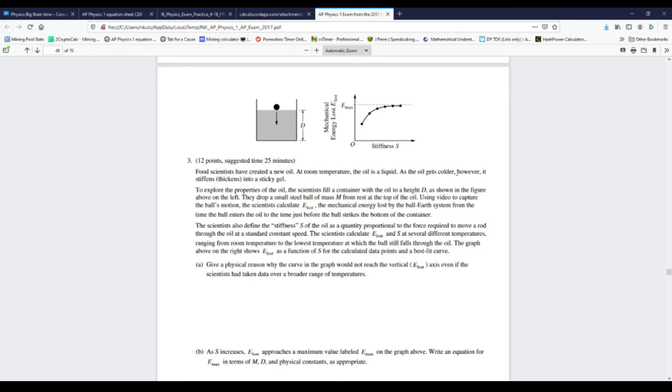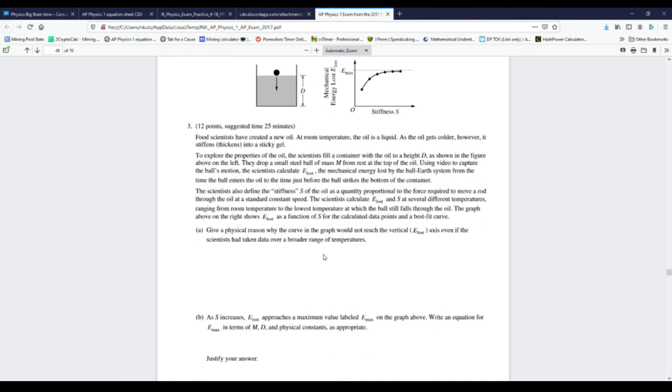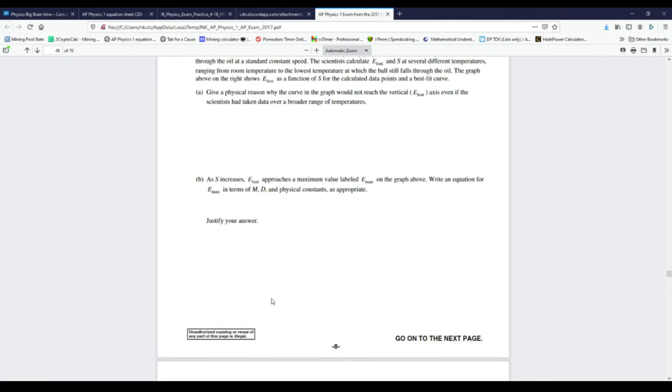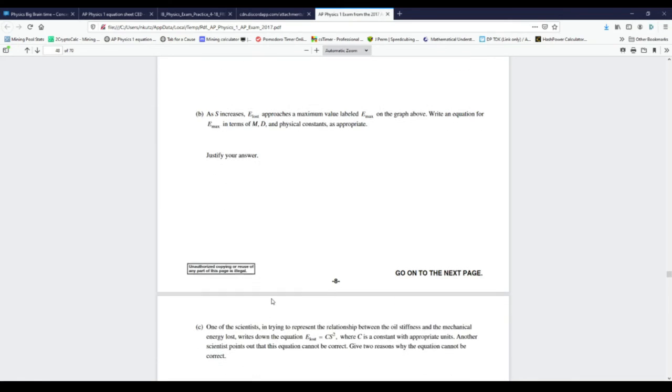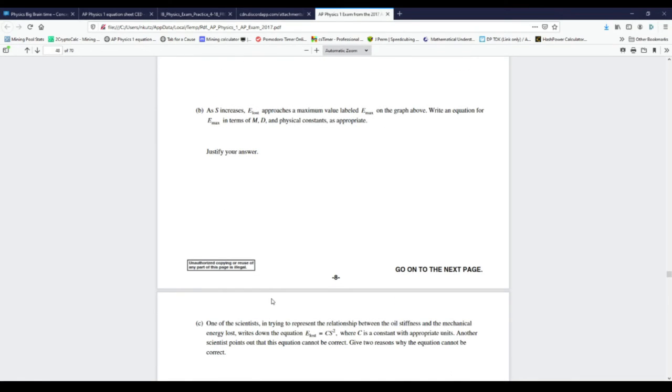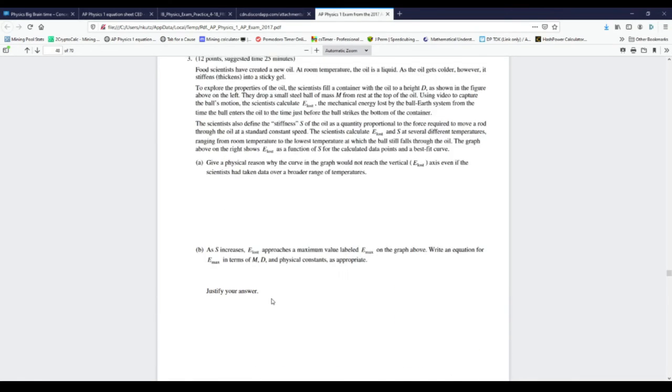Or Emax. Nathan, can you read the bottom left corner of the page? The bottom left corner. What? Read the bottom left corner of the page. Justify your answer? No. Scroll down. I mean, oh well.